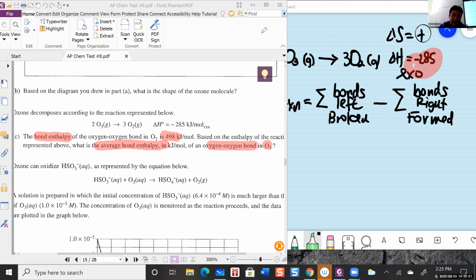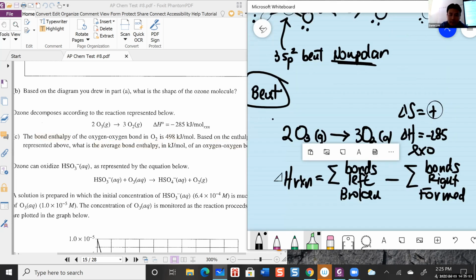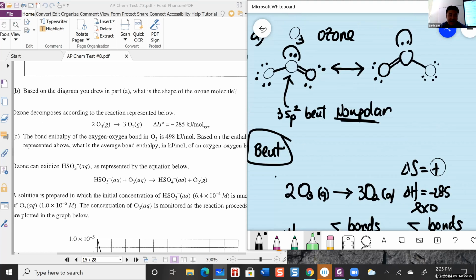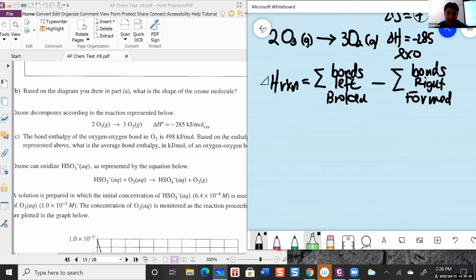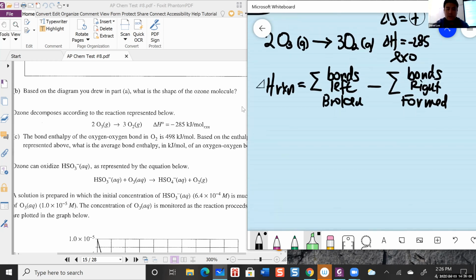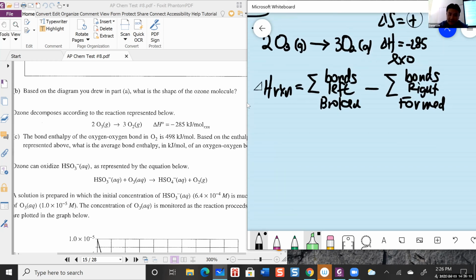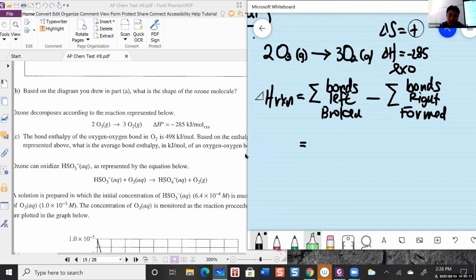The reason it says average is because if you look at O3, one is double bond, one is single bond, but don't they resonate? They average to about 1.5. Not 2, not 1, not double or single, but about 1.5 bond between oxygen and oxygen. So I'm just plugging this formula. That's all they want you to do. You see my left side is ozone. My delta H is negative 285.